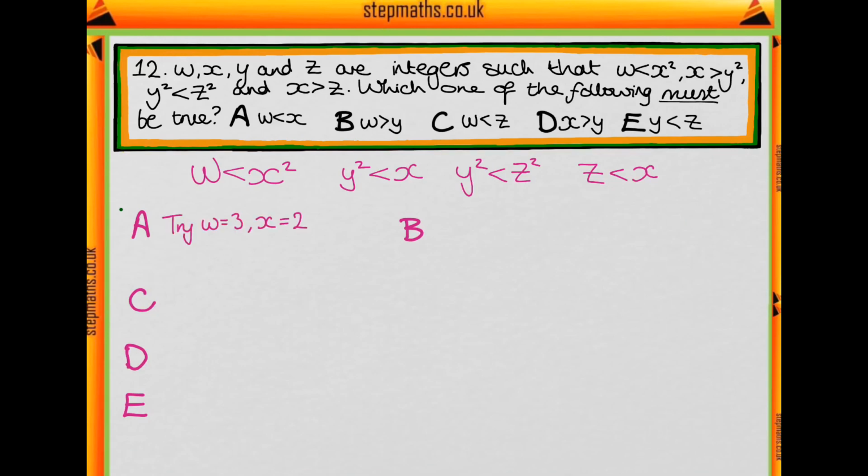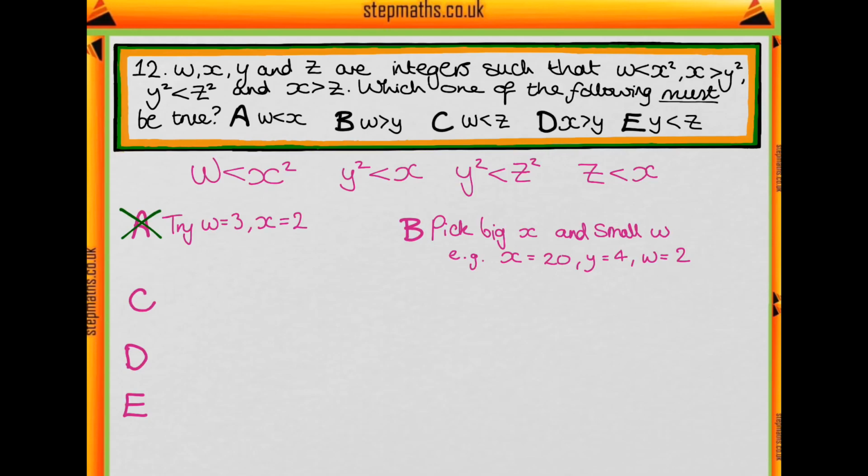Okay, so for a, we're going to try w equals 3 and x equals 2, because then w is clearly bigger than x. So if this works, then a can't be the one which we want. So it does work because w is less than x squared, which is 4, and that's the only condition we need to check. So clearly it can't be a. So try and do the same thing now for b.